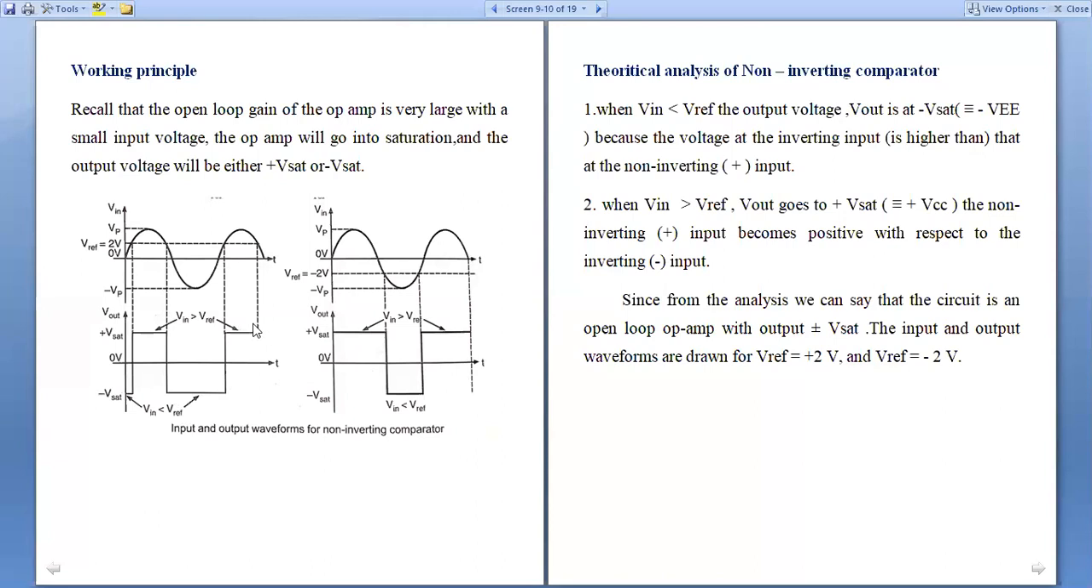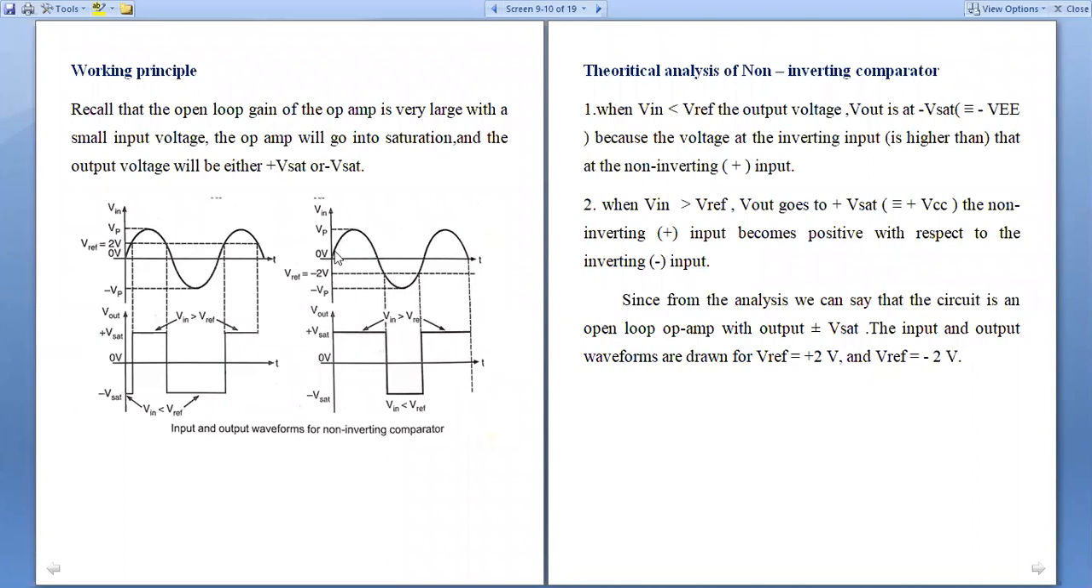Again, the same principle will go on. This condition happens when we apply a positive reference voltage. If we apply a reference voltage of negative polarity, the same condition will happen. Here the reference voltage is negative, the input voltage is positive, and at that condition the input voltage is greater than the reference voltage, and we can see a positive saturation condition.